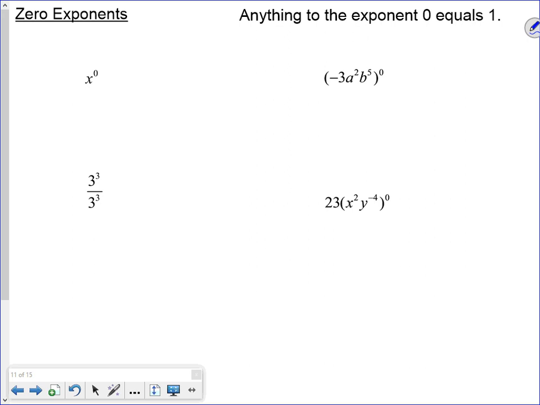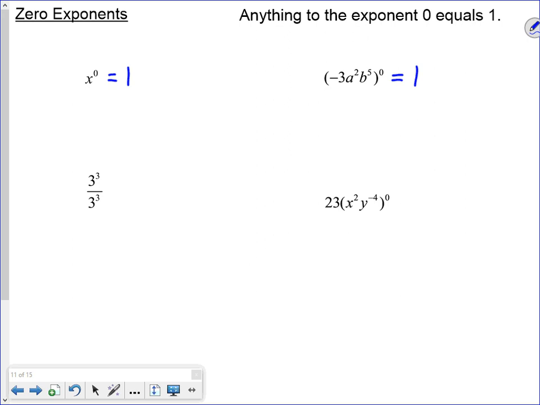Anything to the exponent 0 is equal to 1. So if I've got x to the exponent 0, that is equal to 1. Okay? If I've got (negative 3a squared b to the power of 5) to the exponent 0, the 0 exponent applies to all of that stuff in the base, all that stuff in the brackets. This is just going to equal 1.